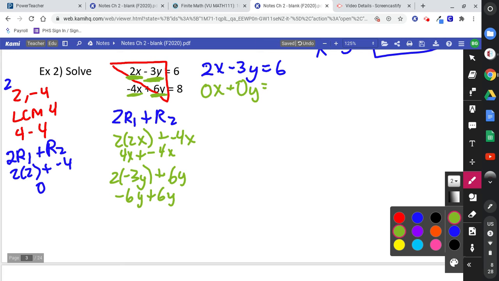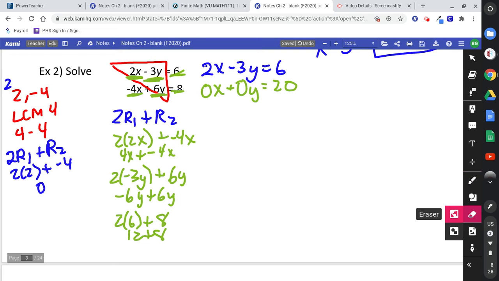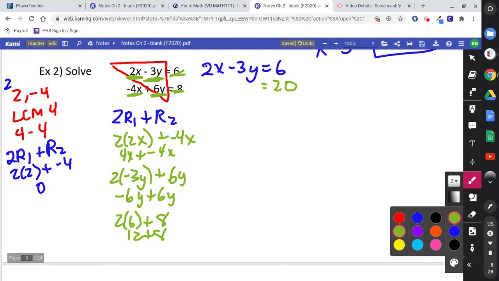And then you move on to the last one. It says 2 of the row 1 numbers, so 2 times 6, plus the row 2 number is 8. That's going to be 12 plus 8 is 20. Okay. So 0x plus 0y, you can't just delete them both, but what you could do is say that that's equal to 0.